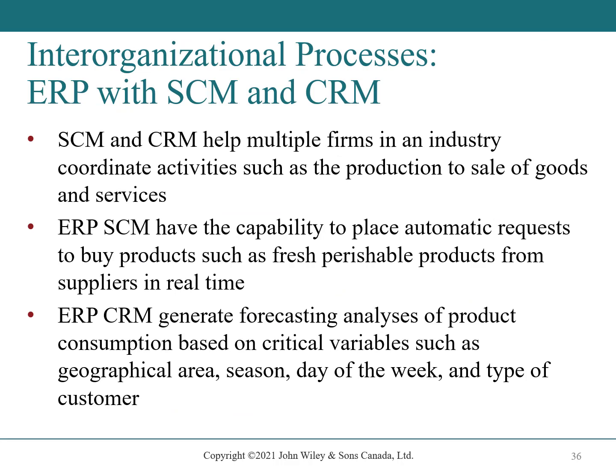Interorganizational processes, ERP with SCM and CRM. Supply chain management and customer relations management help multiple firms in an industry coordinate activities such as the production to sale of goods and services. ERP SCM have the capability to place automatic requests to buy products such as fresh, perishable products from suppliers in real time. ERP CRM generate forecasting analysis of product consumption based on critical variables such as geographical area, season, day of week, and type of customer.